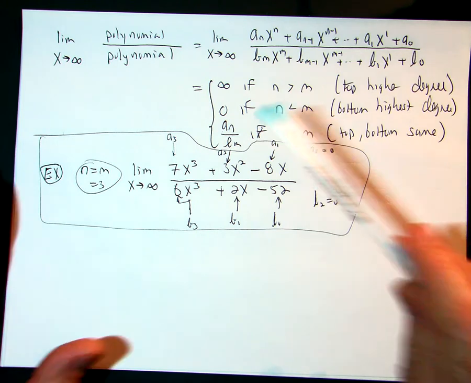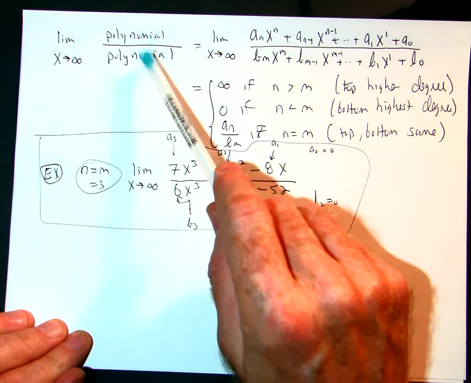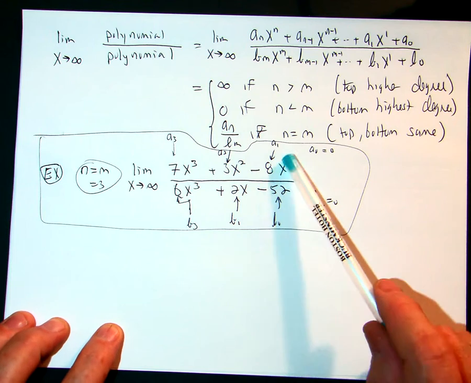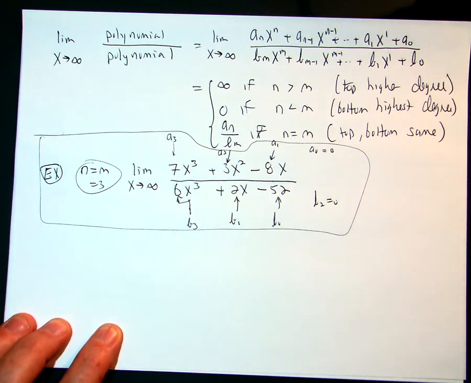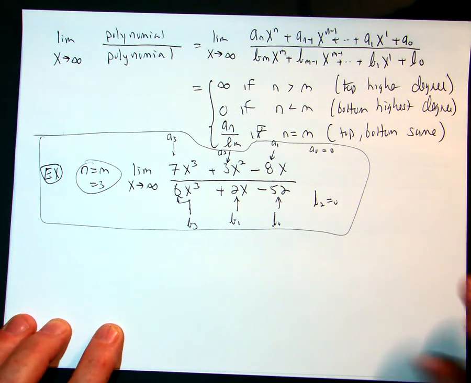What I want to do is look at the limit of a polynomial over a polynomial. So here's an example of a polynomial over a polynomial. A polynomial is just whole numbered positive powers of x. And these kinds of limits come up. We'll see more of them in the next chapter.